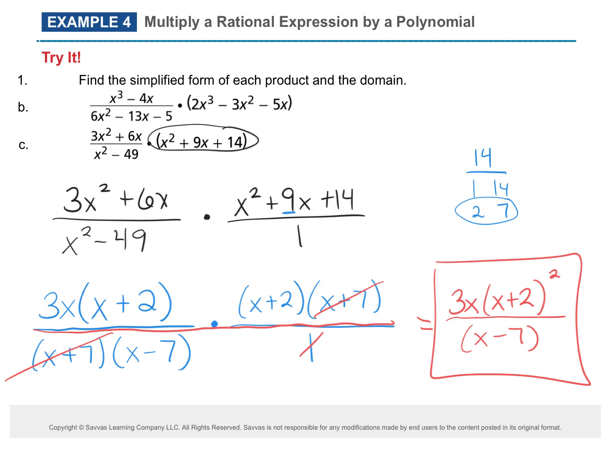So, biggest thing, remember, you need to simplify first before you can start canceling things out. Canceling out is the last thing you're going to do. You have to simplify first.